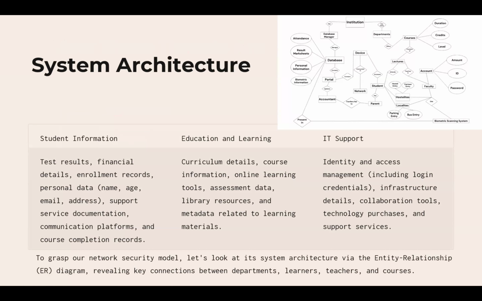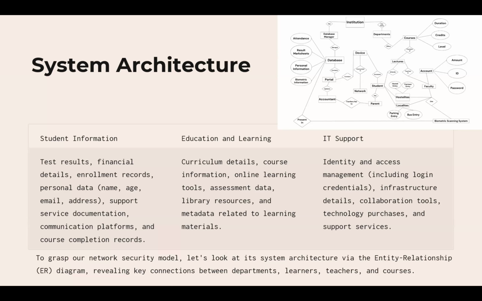Yeah, so as part of this, the rectangles represent the entities, the ovals represent what the entities contain, and the diamonds represent the relationships between the entities. So central to the system is the portal. For example, the portal would contain a database.